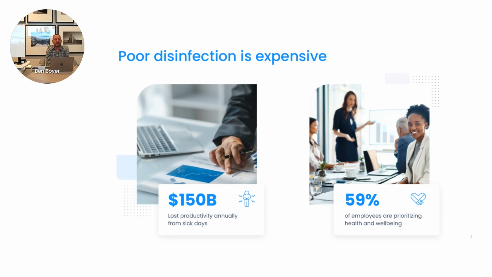The other great learning that came out of the early work of R0 was understanding that poor disinfection is incredibly expensive. The $150 billion number is really around lost productivity from sick days. HAIs alone, or healthcare acquired infections, add an additional, I think it's $30 billion. And so you're talking about almost $200 billion just in the United States is sort of lost or spent or wasted because we're not doing what we need to be doing from a disinfection perspective.